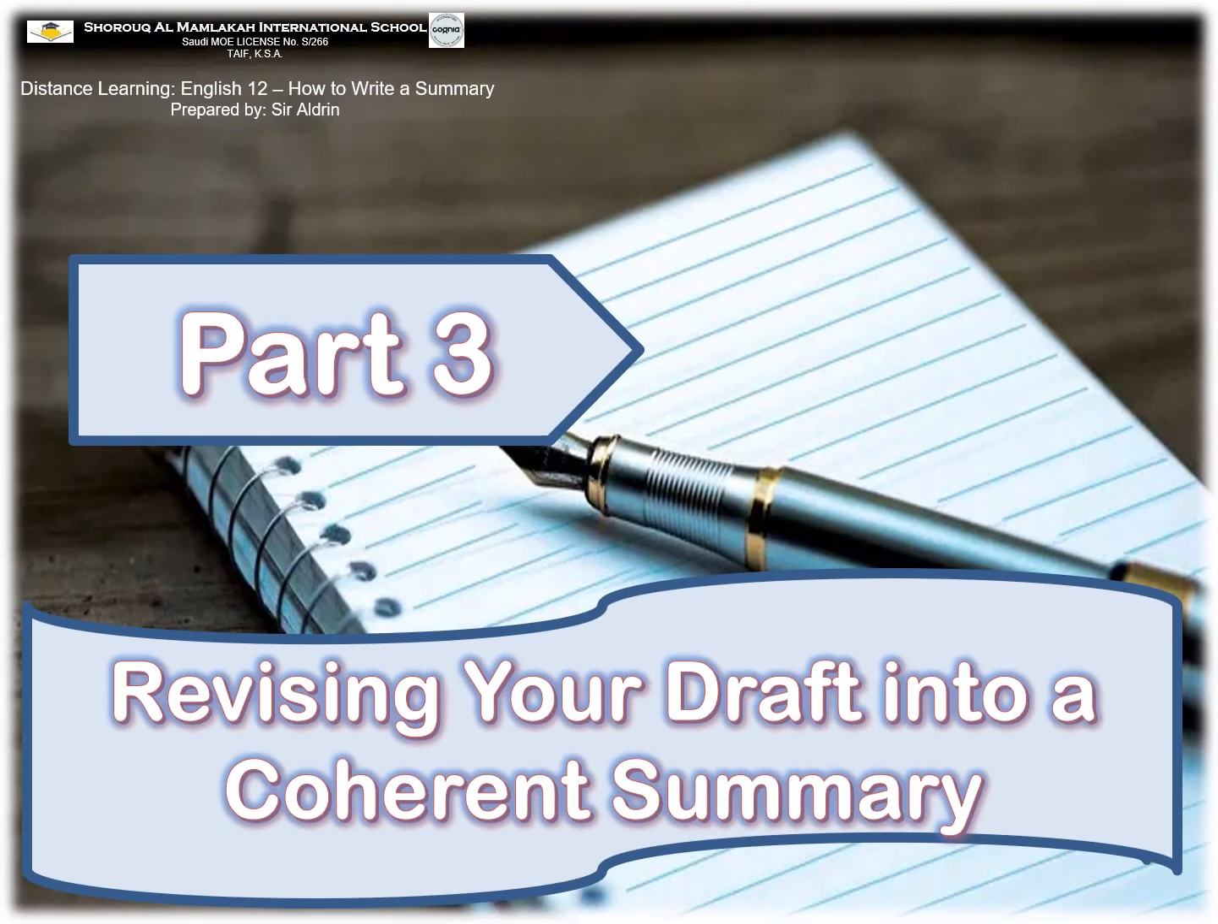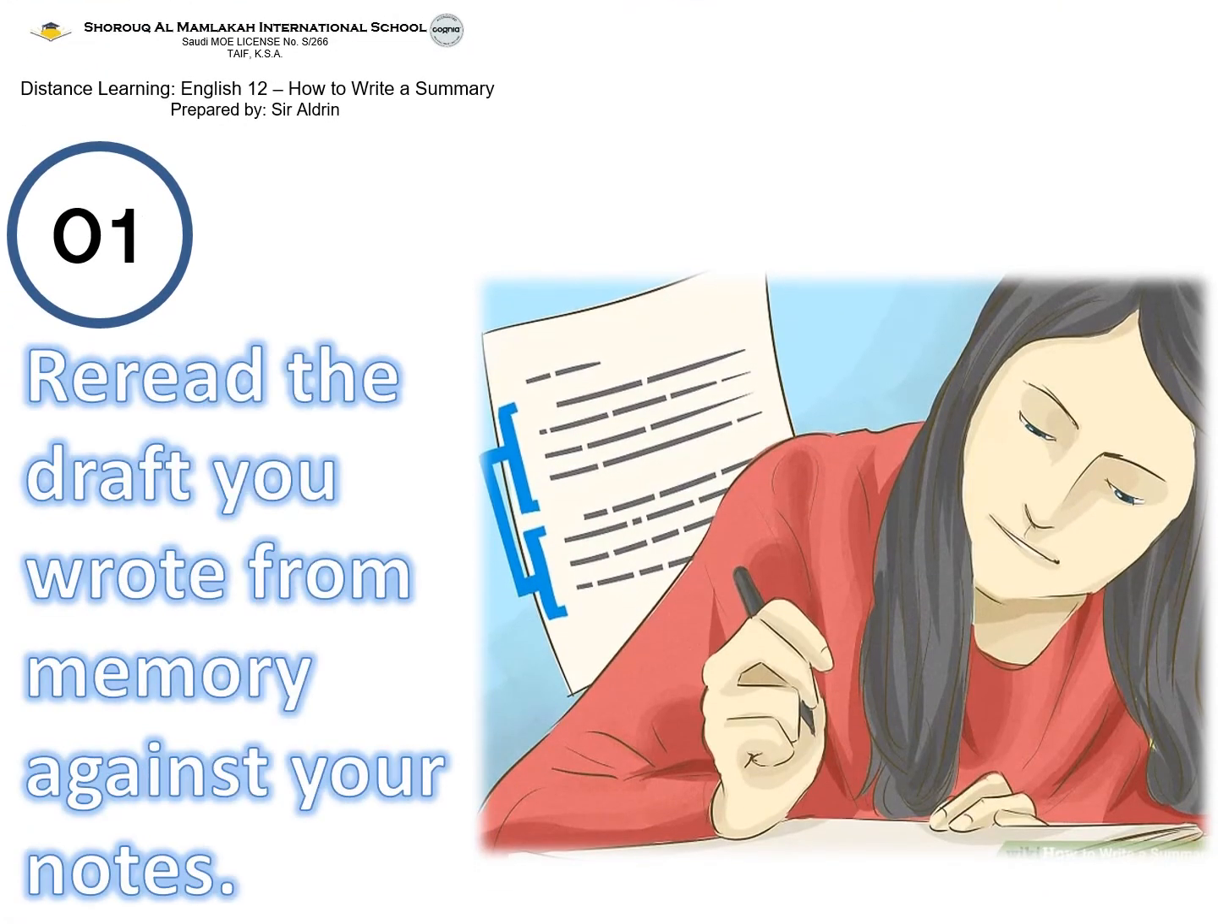Part 3. Revising your draft into a coherent summary. In the last part of writing a summary, the first thing that you should do is to reread the draft you wrote from memory against your notes. Take your notes out and compare them to your from-memory draft. If there's anything major you forgot to include, put it in your second draft.